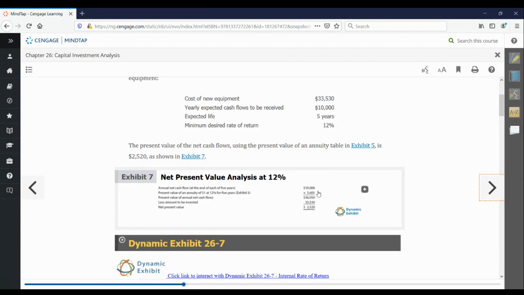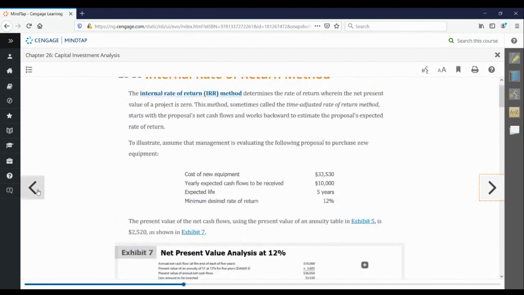You can see in Exhibit 7 that they took the annual cash flows, which is $10,000, and they multiplied it by the table value amount for an annuity. Again, we can use the annuity table because they're expecting $10,000 each year for 5 years. They're expecting an equal amount over a period of time. So this table value amount, if we were investing at 12%, we would go back to our annuity table.